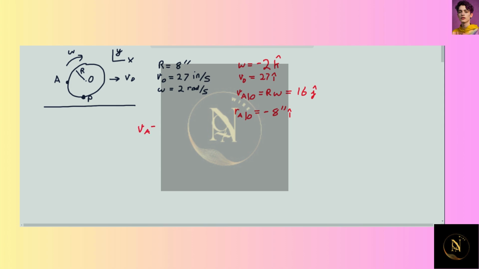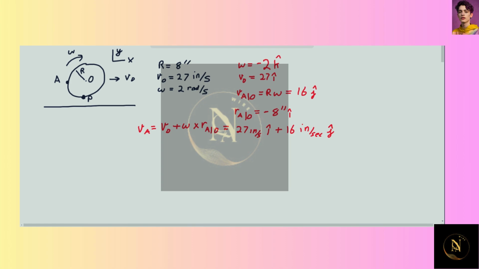The velocity of A will just be the velocity of the origin plus omega crossed with r with respect to O. So this will give us 27 inches per second in the i hat direction, and then plus 16 inches per second in the j hat direction. So nice and simple.